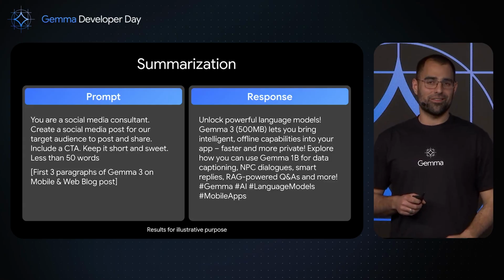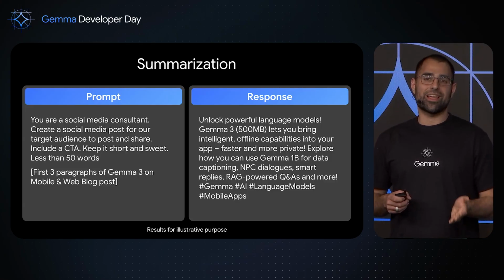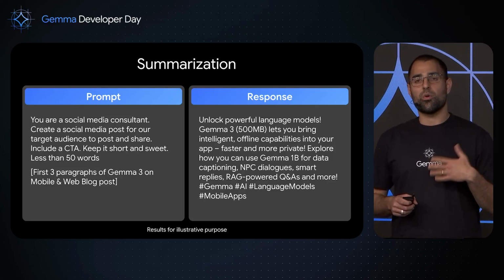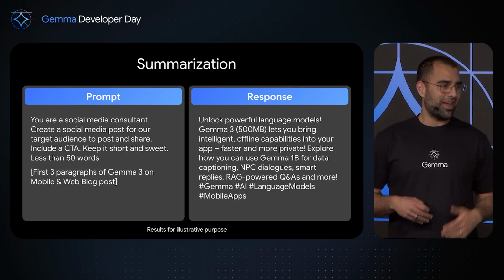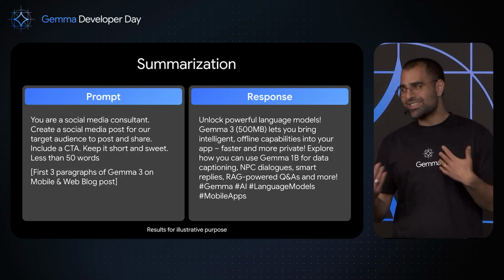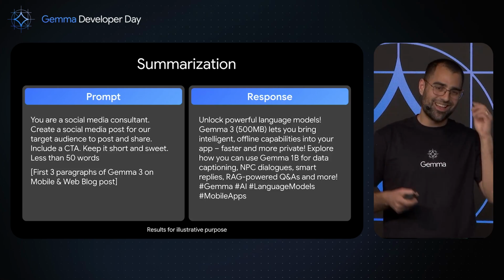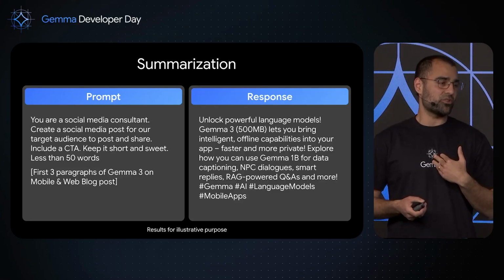Unlock powerful language models. Gemma 3 lets you bring intelligent offline capabilities into your app, faster and more private. Explore how you can use Gemma 1B for data captioning, NPC dialogues, smart replies, RAG-powered Q&As, and more. And then a bunch of hashtags. I might ask it to do fewer hashtags, but that's just my posting style. Maybe you guys like hashtags. But this is something that I would post on my social media.